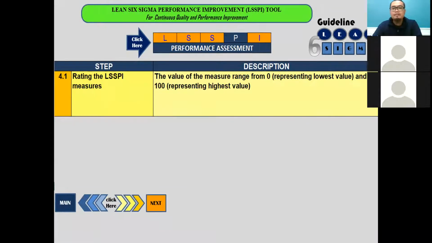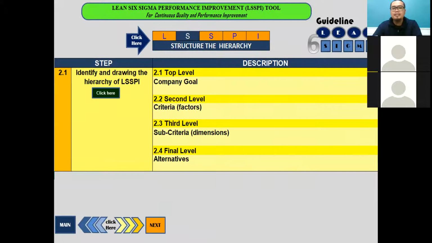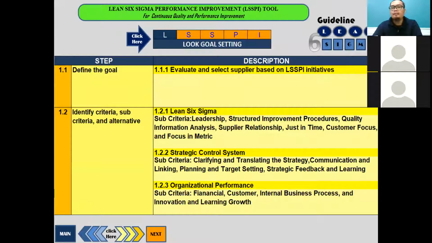These 5 steps, L, S, S, P, I, are used by many researchers out there to propose a product, a system, or a tool. They use my research design for their research. So you can also propose your own or a new design in order to answer your objectives and research questions.